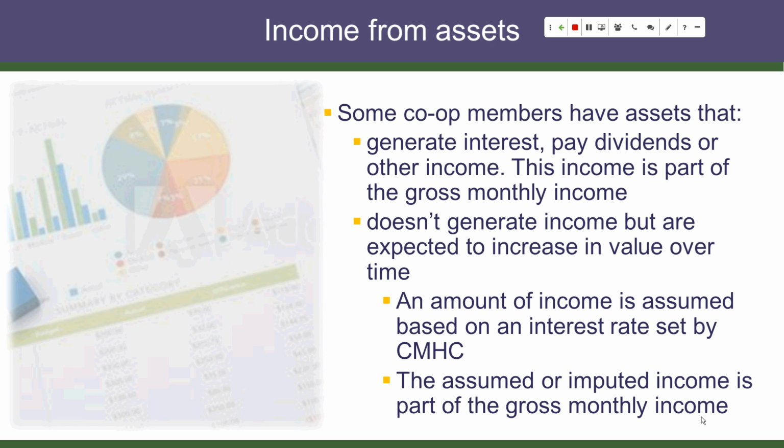The assumed or imputed rate of return is part of your gross monthly income. So it's important to make sure that the members disclose all of that information. So it would include if you had GICs, stocks, bonds. I don't think many people have Canada Savings Bonds these days, but things like that. Mutual funds would also be considered as something that would have an imputed income.